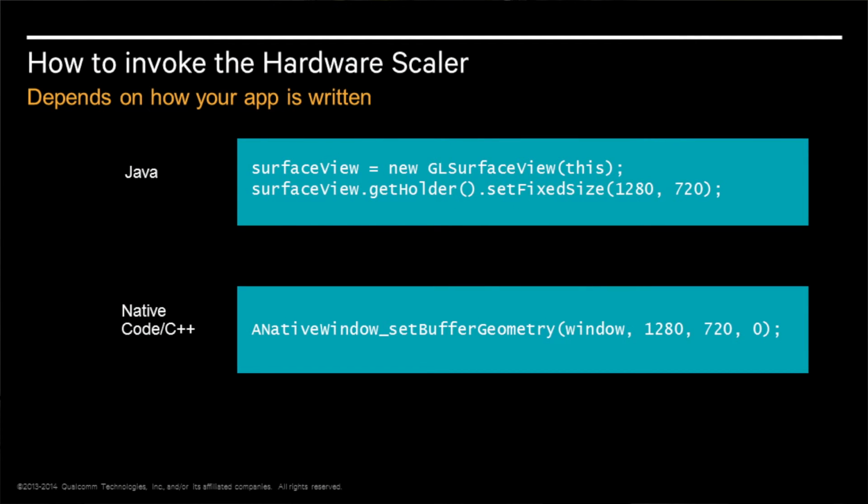Depending on how your app is written, there are two basic approaches to invoking the hardware scaler with an Android app. In Java code, when you create the GL surface view, just set the rendering resolution with the setFixedSize method. In native C++ code, use the native activity class function, ANativeWindow_setBuffersGeometry, and pass in the ANativeWindow and the resolution and format.